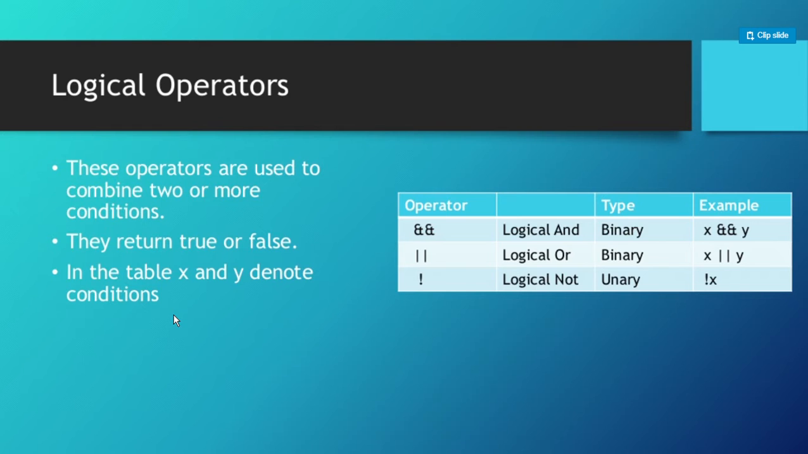Now on the computer screen you can see the operators and the type they are used as: binary, binary, unary, and the example also, like x and y. One thing to keep in mind when we talk about logical operators is a term called truth table. When we use logical operators or logical gates, there is a truth table. This truth table determines what kind of final result you will get for logical operations.